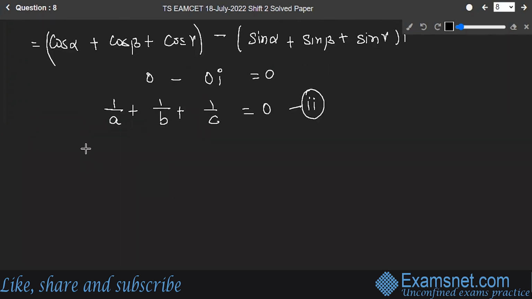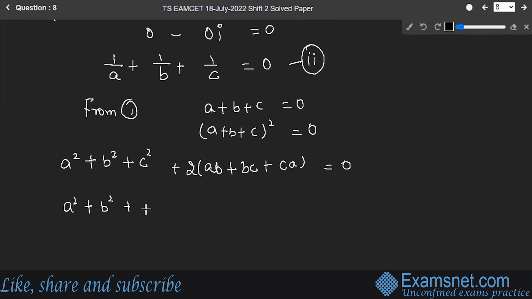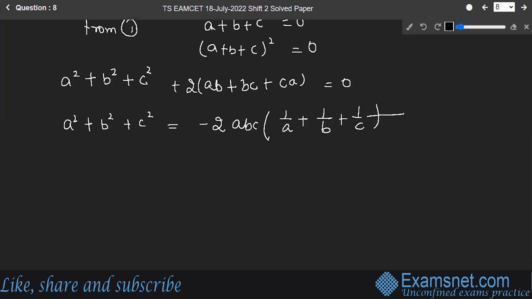Now we have from 1, A plus B plus C equal to 0. Let's square both the sides. So you will have A square plus B square plus C square plus 2 times AB plus BC plus CA, equal to 0. This can be written as A square plus B square plus C square is equal to minus 2 times AB plus BC plus CA. Now AB plus BC plus CA can be written as ABC multiplied by 1 upon A plus 1 upon B plus 1 upon C. We just calculated from 2 that this was equal to 0. So this is equal to 0. That means A square plus B square plus C square also is equal to 0.